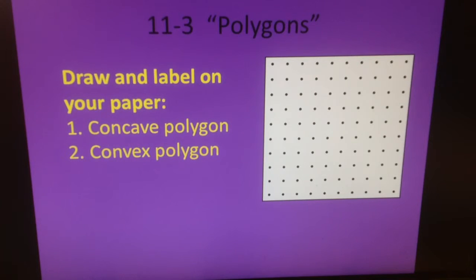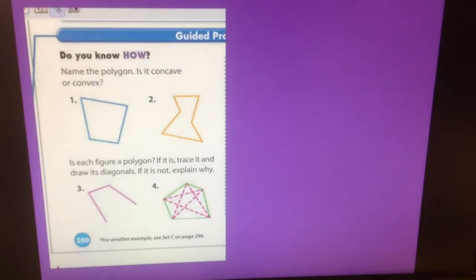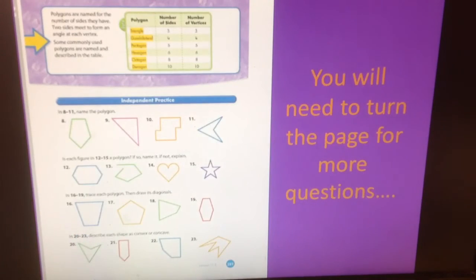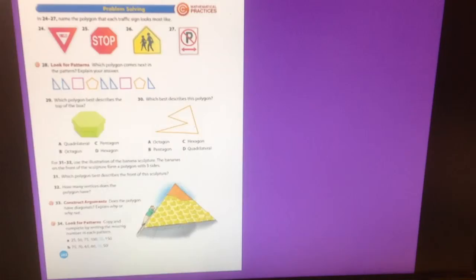So we practiced that by drawing and labeling it on our paper. We looked at what the textbook looks like today. Tried a couple questions on our own. And that was it for today.